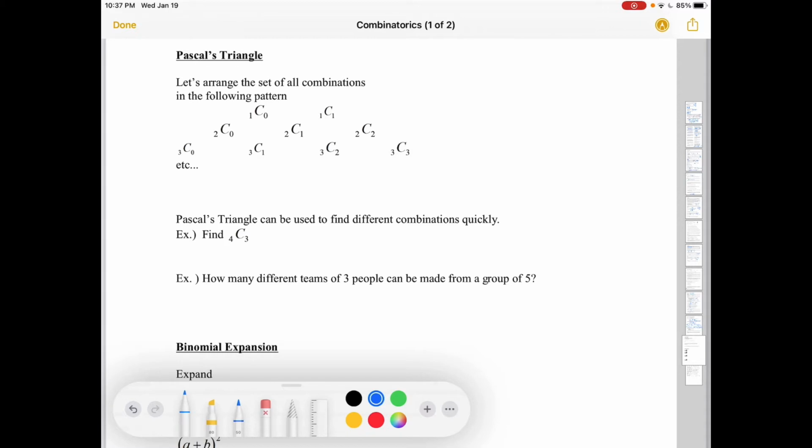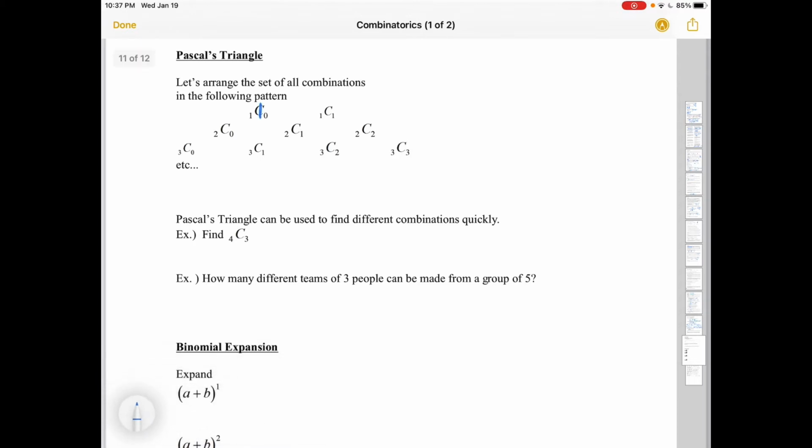One thing you can do is arrange the set of all combinations in a little pattern. So 1C0, just take my word that these are the values you'll get on your calculator. 1C0 is, if you have one person, how many ways can you select 0 of them? Well, there's one way to do that. You can select no one. 1C1, if you have one person, how many ways can you select 1? There's one way to do that. 2C0, if you have 2 people, how many ways can you select no one? One way. 2C1, there are 2 ways to select one person if you have 2 people.